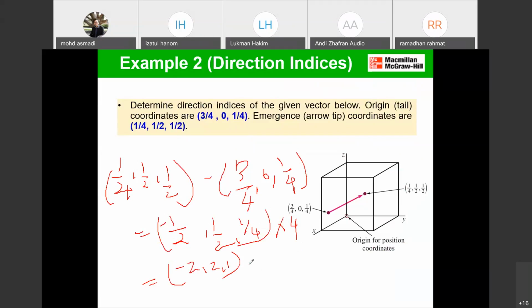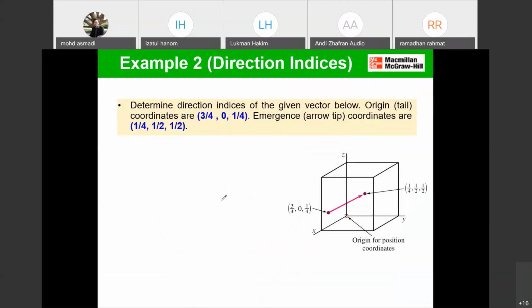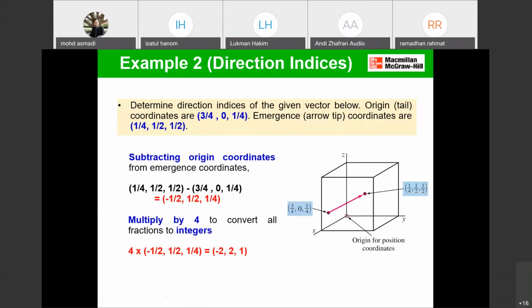So when we want to represent the answer, we have to represent it like this: negative 2 bar, 2, 1. So this is your answer. You should present it in brackets without commas. Good answer. You understand? Again, the direction is negative 2, 2, 1. So this is what we call direction indices.